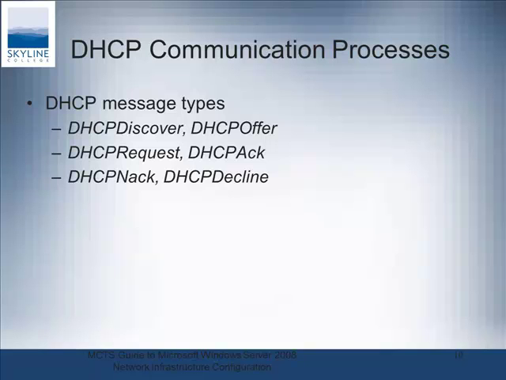So it then sends the client, all the ones on the left here are the client, sends a DHCP request requesting an address from one of the DHCP servers. And then it sends a DHCP acknowledgement that says, yes, you can use that address. So it's a 4-step process.